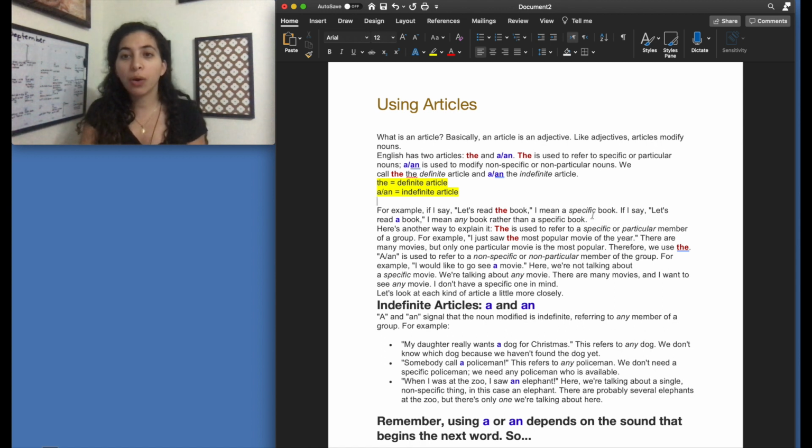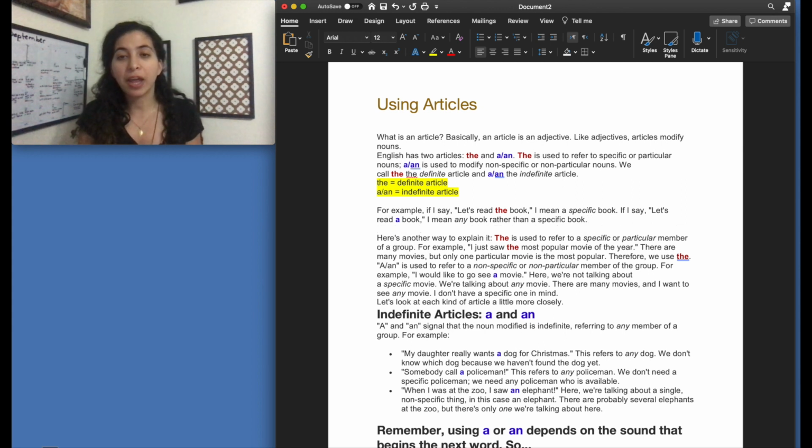Okay, so here's another way to explain it. The is used to refer to a specific or particular member of a group. For example, I just saw the most popular movie of the year. There are so many movies, but there's only one particularly popular movie. So it's one member. So the most popular, the prettiest girl, the smartest guy. There's only one most popular movie, so we use the in this case.